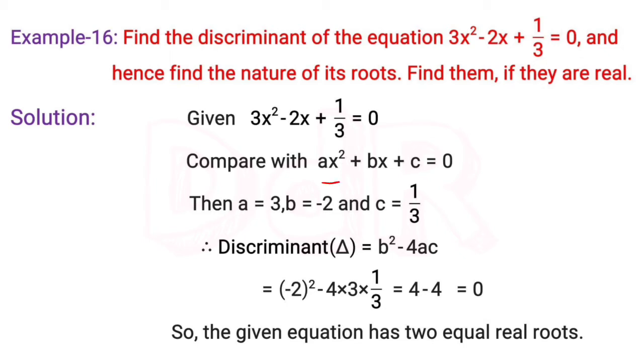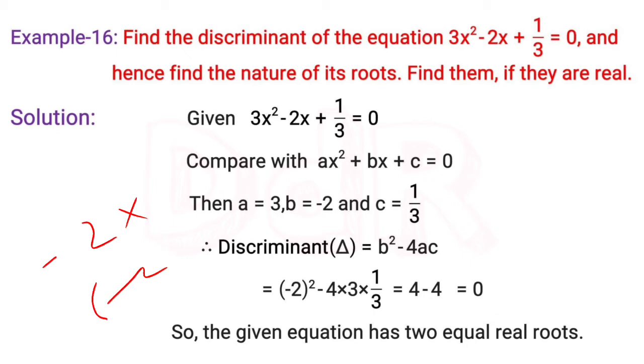As usual, compare with the standard form ax² + bx + c = 0. So a value is 3, b value is -2 and c value is 1/3. First we have to find the discriminant, that is delta = b² - 4ac. Let us substitute the a, b, c values in this. So (-2)² - 4 into 3 into 1/3. Here the 3s cancel, and (-2)² is -2 into -2, which is plus 4.